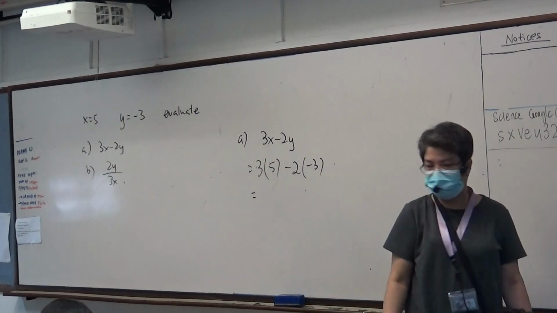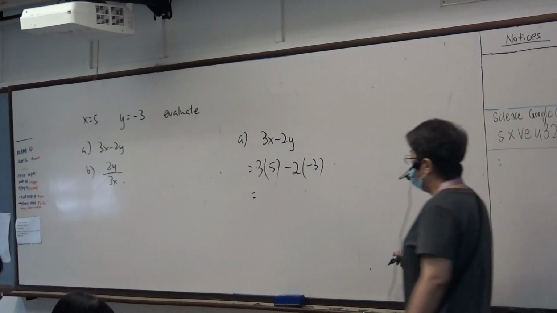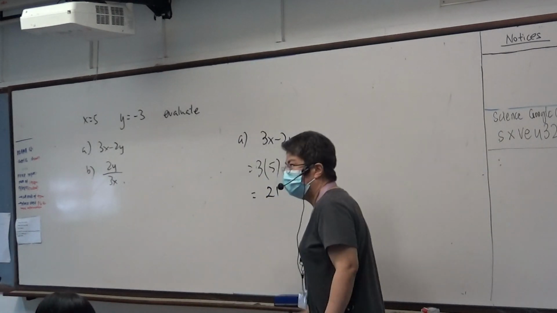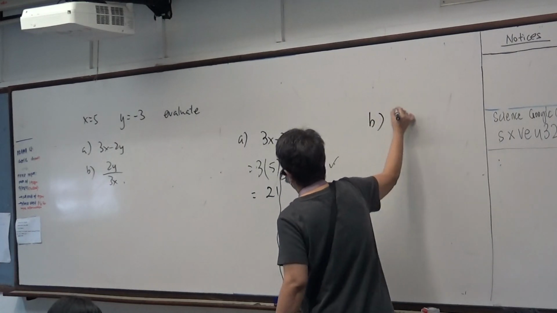Okay, then you can punch your calculator. All of you punch it in. What's the answer? 21. Now, in the exam, you must present this step. Everybody clear? Okay, let's look at part B.